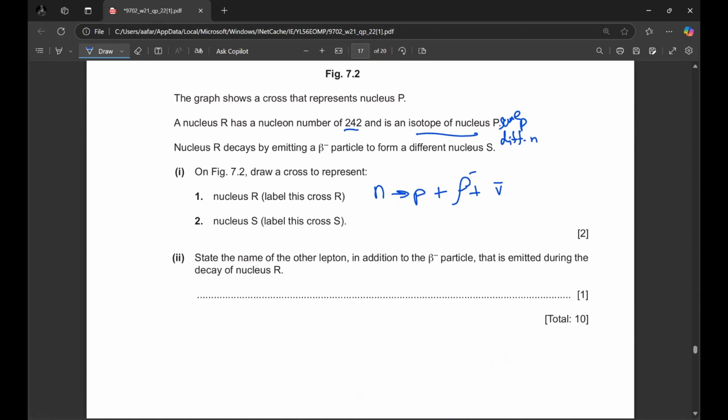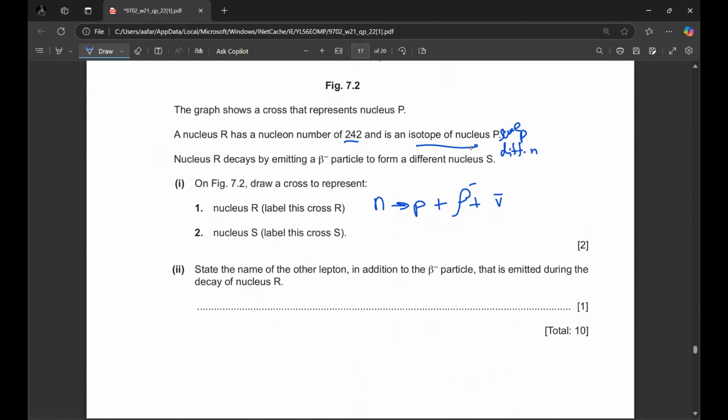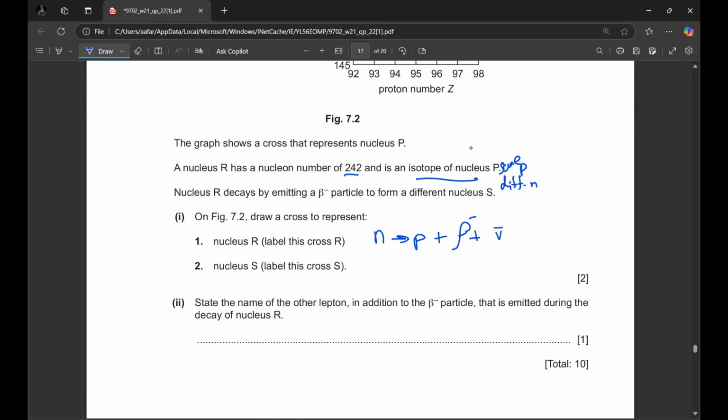State the name of the other lepton, in addition to the beta negative particle, that is emitted during the decay of nucleus R. We just wrote that previously, which is an antineutrino. You just have to memorize this equation.